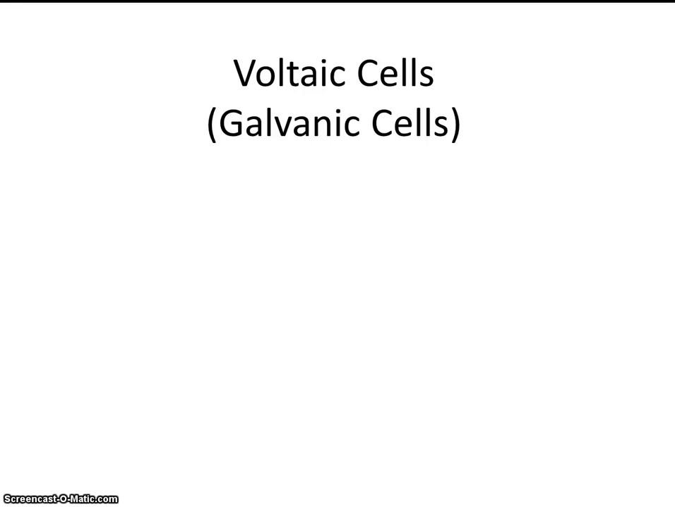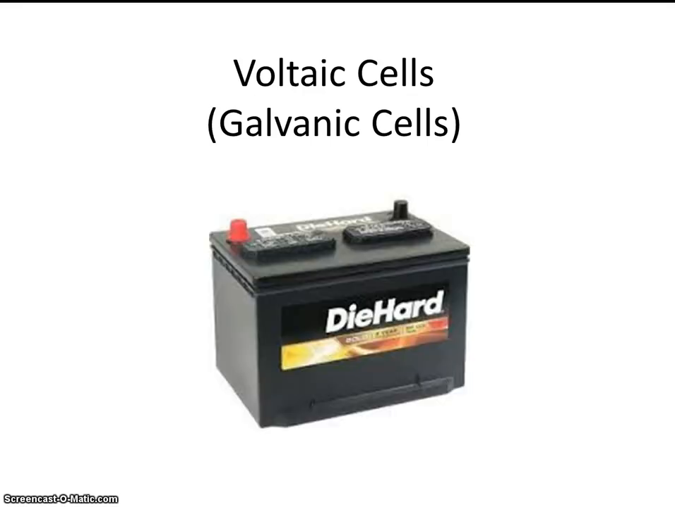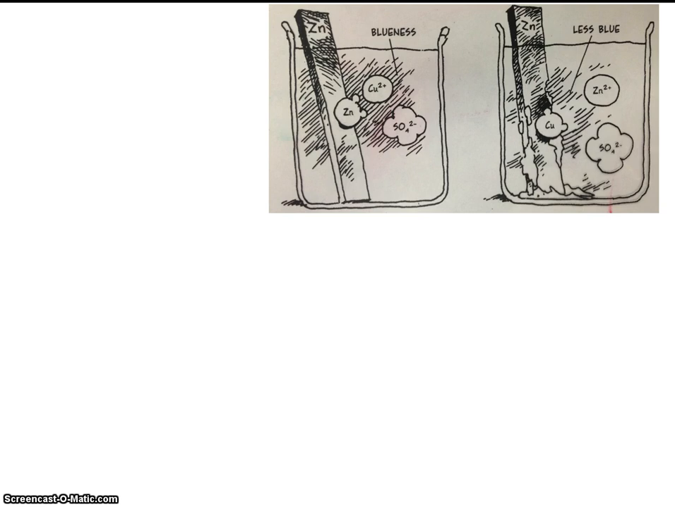Let's continue our discussion on voltaic cells by looking at a simple battery. Now you've seen this picture before. Remember that this is zinc, elemental zinc, and we have a solution of copper 2 sulfate.